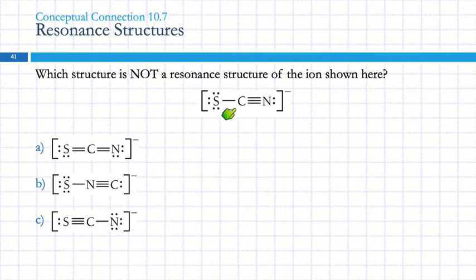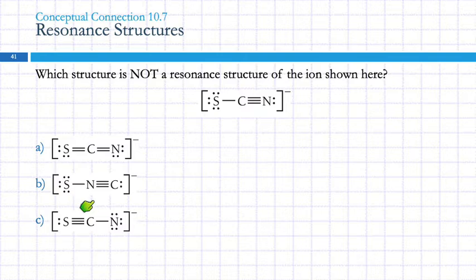Which structure is not a resonance structure of the ion shown here? You don't need to count electrons. They all have the right number of electrons. It's not A. So looking at resonance structures, we're looking at moving bonds around. We're not changing the skeleton.